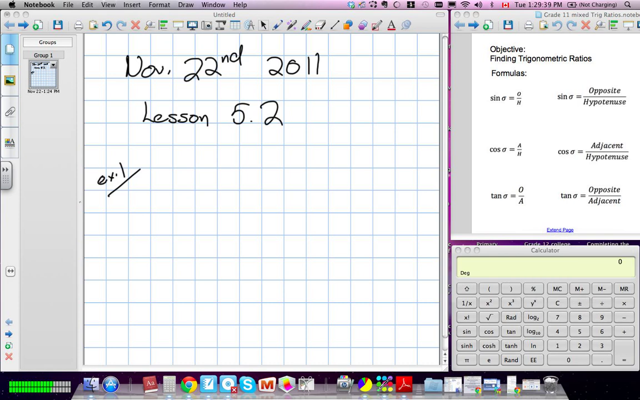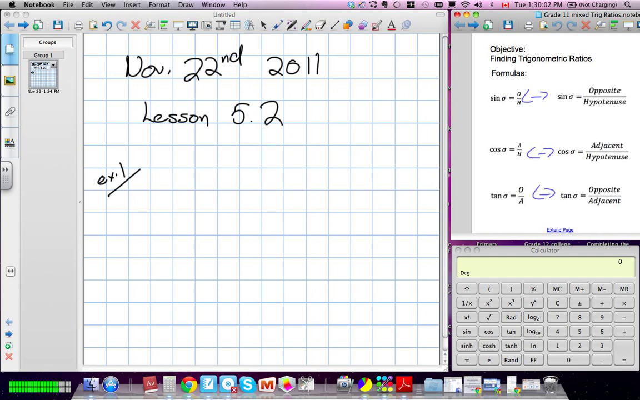All right, today is November 22nd, 2011. We're working on lesson 5.2. We have the same idea for our objective today. The only difference is we're going to be setting up word problems, which is one of the more difficult things in this chapter. So we're going to be using the same trig ratios for right angle triangles. We're going to be working with just right angle triangles again today.